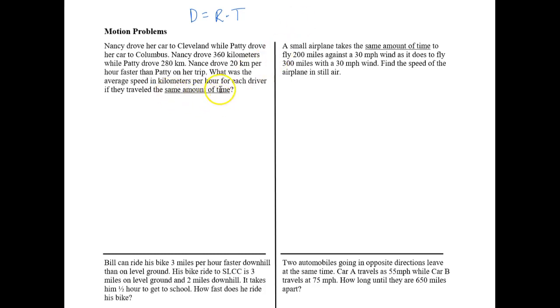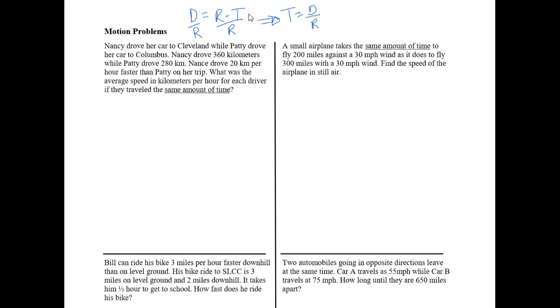So this same amount of time is going to be important. It tells us that this problem is in reference to time. So we should probably solve this equation, distance equals rate times time, for time. So I'm going to go ahead and divide both sides by rate. And that means that time is equal to distance divided by rate. That's going to be important for us.